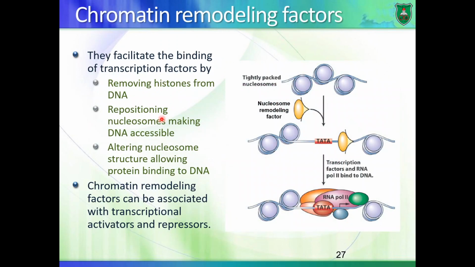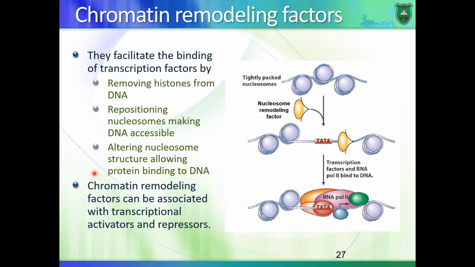So that's one mechanism. Another mechanism is that they reposition nucleosomes, making DNA accessible. Like here, for example, what this does is that it pushes this histone, this octamer right here, away, exposing this DNA, exposing the promoter region, allowing the RNA polymerase to bind to the promoter. Or they can alter, that is, change nucleosome structure, allowing protein binding to DNA.